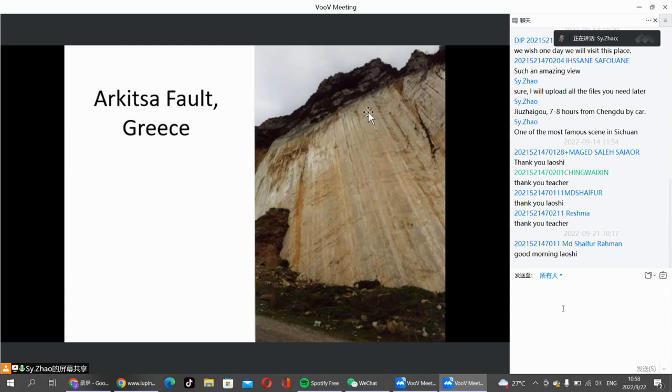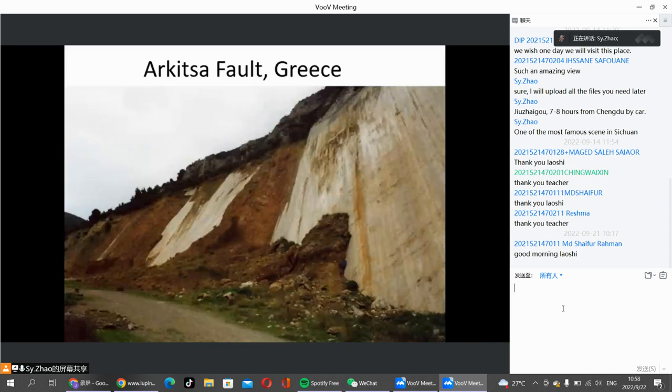And faults also generate some striation on the outcrop, called striation or slickenside on the fault surface, which is a strong evidence for identifying a fault. It's formed by the friction between the hanging wall and footwall, and this one is in Europe, Greece. And this is another photograph taken from another direction.